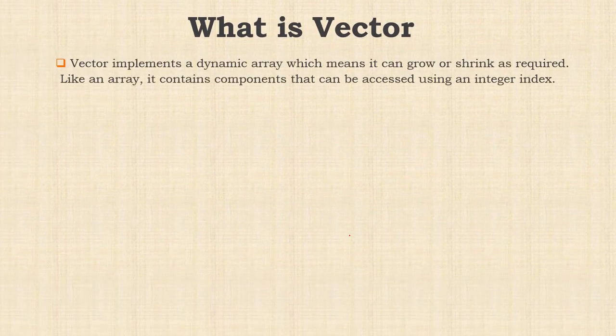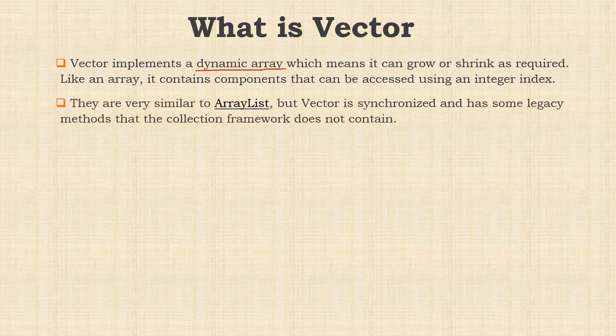We are going to describe vector. Vector implements a dynamic array, which means it can grow or shrink as required, like an array. Its components can be accessed using an integer index. So we can store elements index-wise, and we can read them by index. Internally it follows a dynamic array, a growable array.